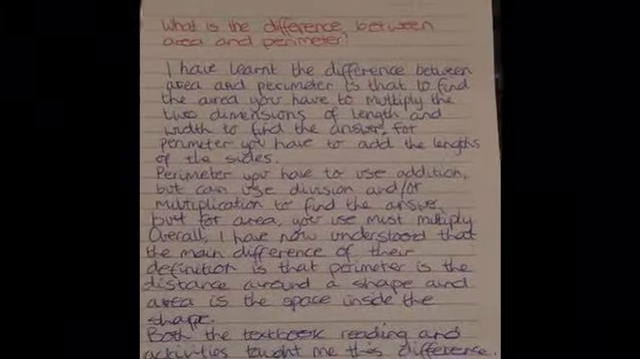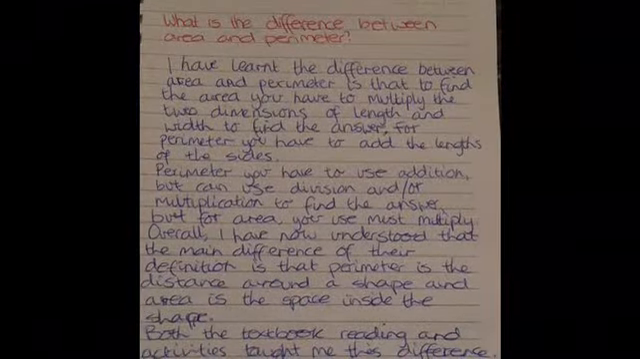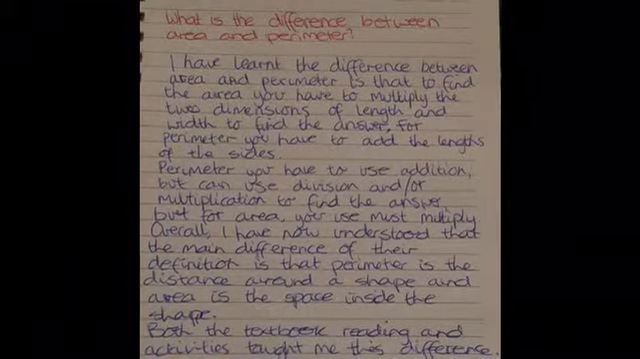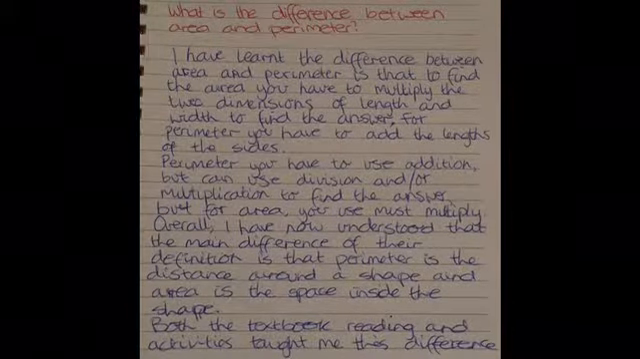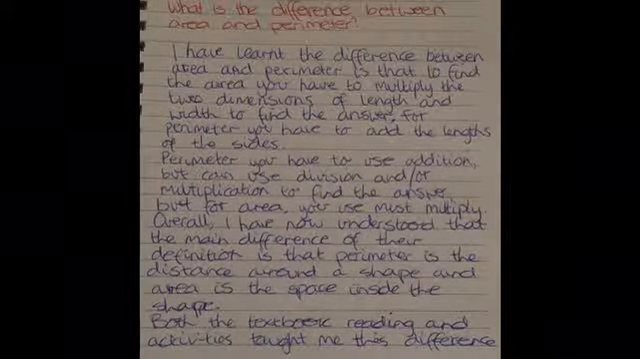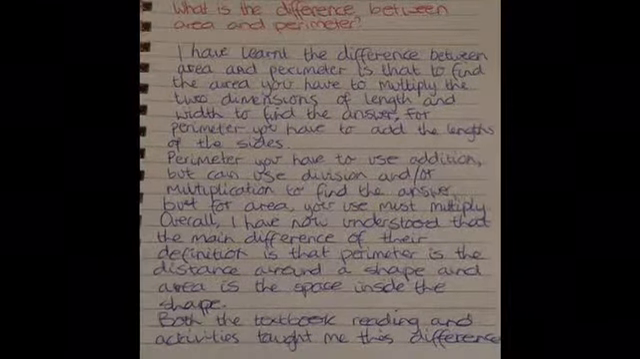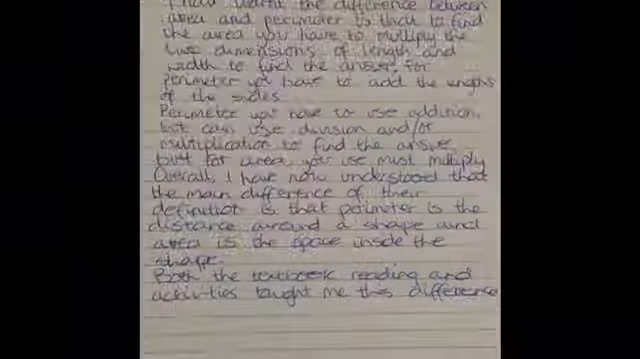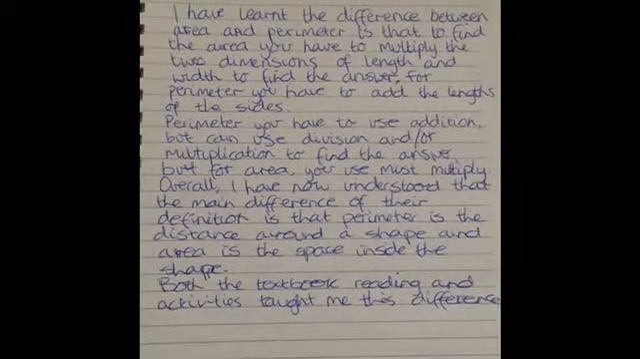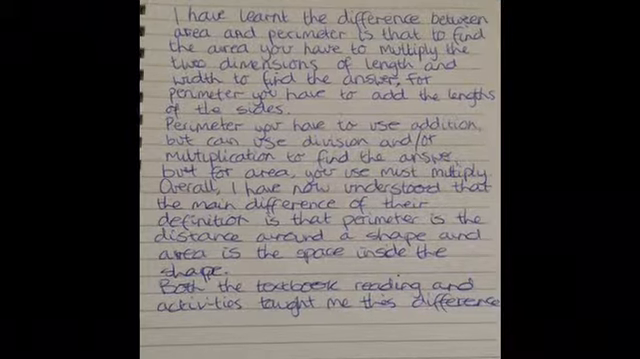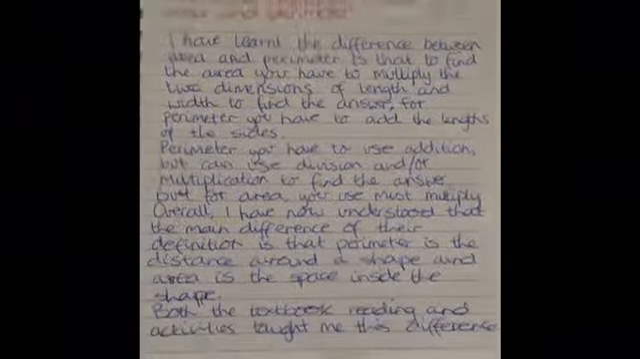So her response says: I have learnt the difference between area and perimeter is that to find the area you have to multiply the two dimensions of length and width to find the answer. For perimeter you have to add the lengths of the sides. For perimeter you have to use addition but can use division and/or multiplication to find the answer, but for area you must multiply. Overall, I have now understood that the main difference of their definition is that perimeter is the distance around a shape and area is the space inside the shape. Both the textbook reading and activities taught me the difference.